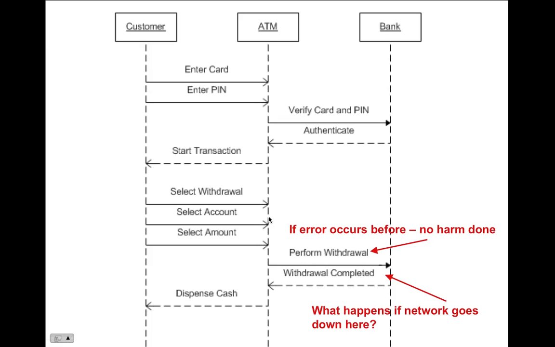But once a change starts occurring to the data, then if there's a problem when it performs the withdrawal, if it doesn't get a confirmation back that says the withdrawal was completed successfully, what happens if the network goes down here? Well, we've got issues. And that's where transaction management is going to save our application, or save our customers' opinion of our company, essentially. It's supposed to dispense the cash. If it doesn't dispense the cash, we have to be able to tell that this happened.